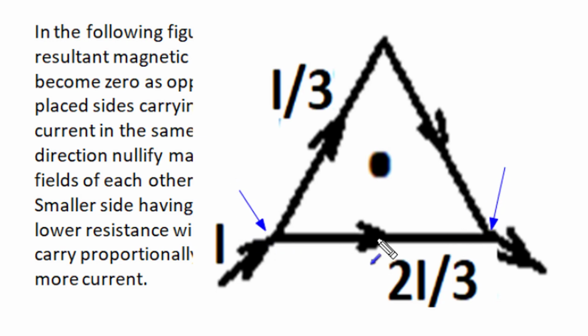This single length resistance and this double resistance are in parallel, and current will divide in the inverse ratio of resistance. So the smaller half resistance will have double current, and the sum total of magnetic field of these two will get cancelled by the opposite magnetic field of this current section, and the resultant magnetic field at this center position will become zero.